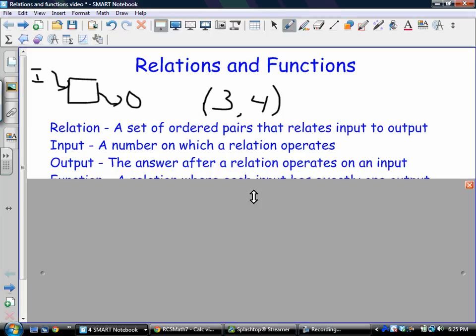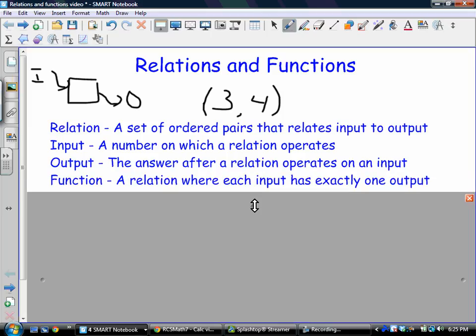And then we have a function, which is a relation where each input has exactly one output. There are some relations where if I put one number in, I could get multiple answers out. There are other ones where if I put one number in, there's only one answer I can get out. If there's only one answer I can get out, then that is a function. If there are multiple answers for one input, it is not a function. And we're going to talk more about that today.